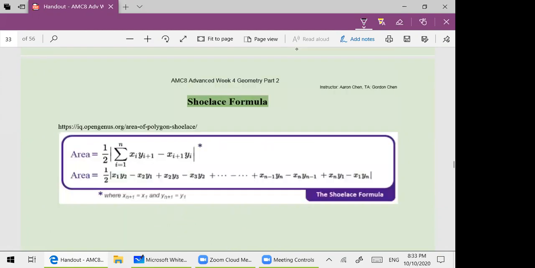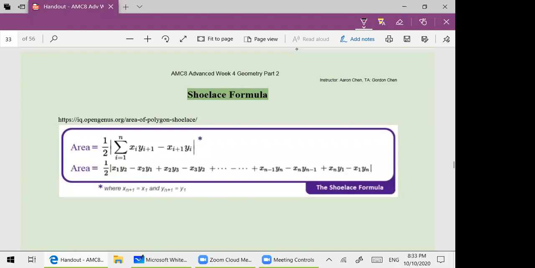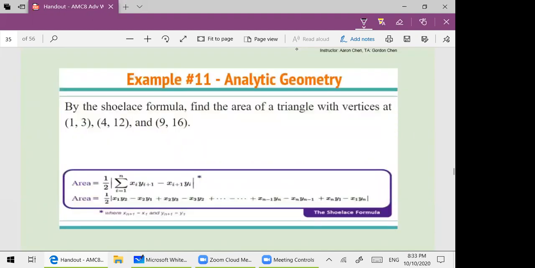Okay, so this is the Shoelace formula. And by the Shoelace formula, find the area of a triangle with vertices of these.